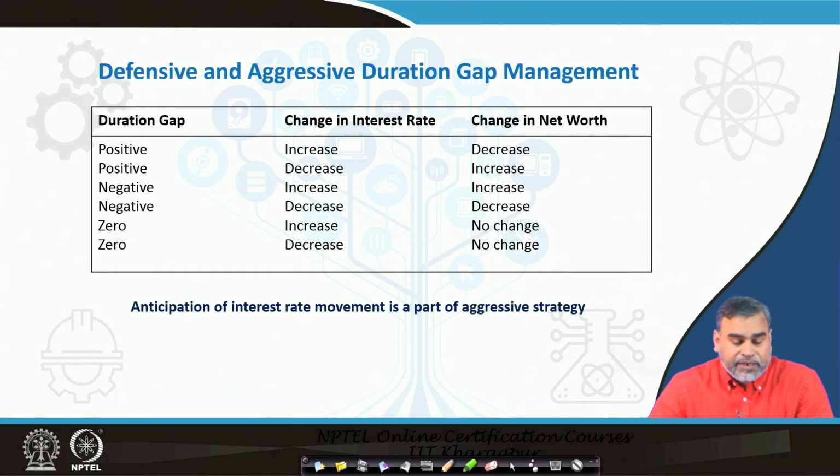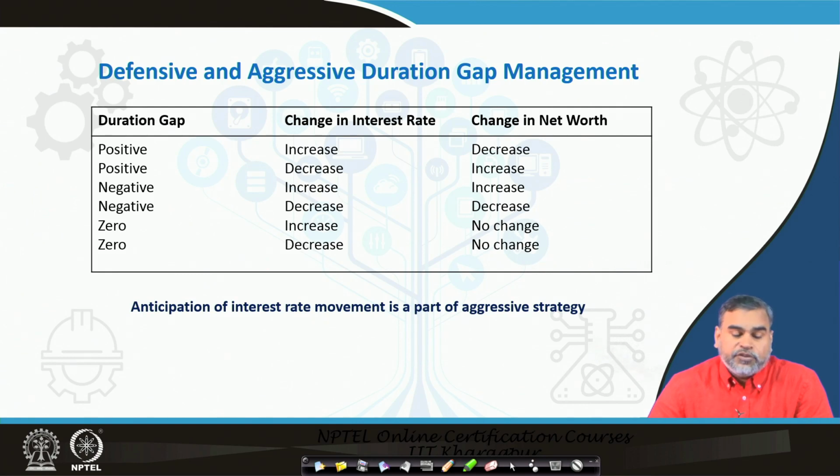But if you go for an aggressive strategy, first of all we have to anticipate the interest rate movements, how the interest rate is going to move. Our objective is that if the interest rate is going to increase, then our net worth is going to decline, and if the interest rate is going to decline, then our net worth is going to increase. That also depends upon the duration gap. So, depending upon the position of the duration gap and the prediction of the interest rate, we have to make some adjustment to the structure of the balance sheet. That is the basic objective. For example, if the duration gap is positive and the interest rate is going to increase, the net worth is going to decline.